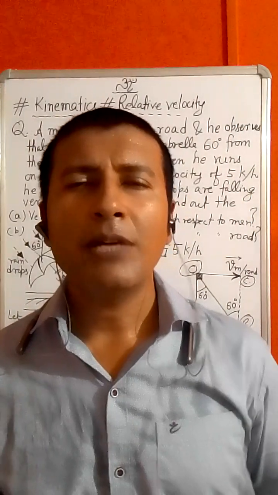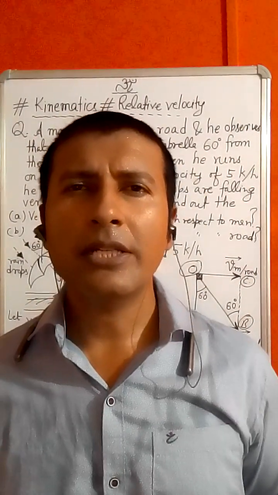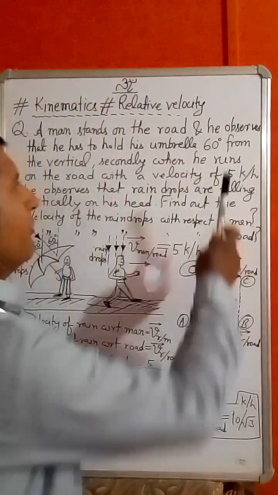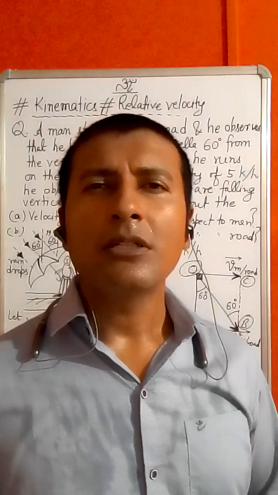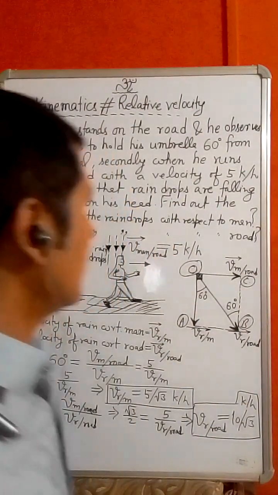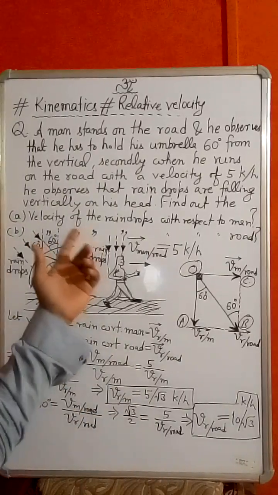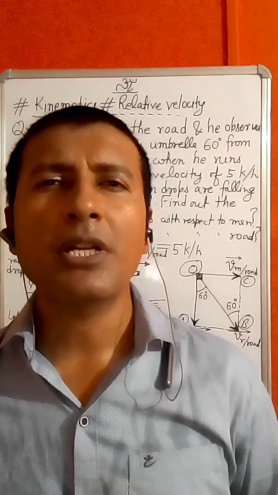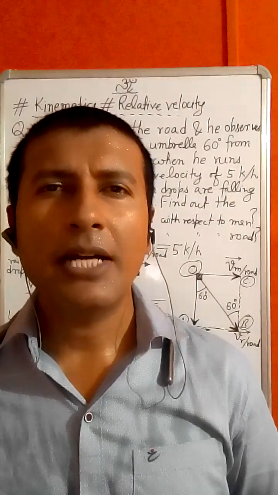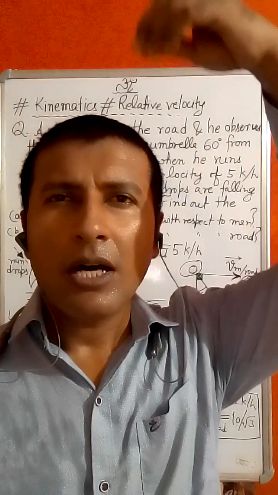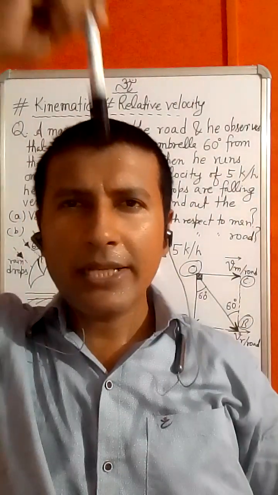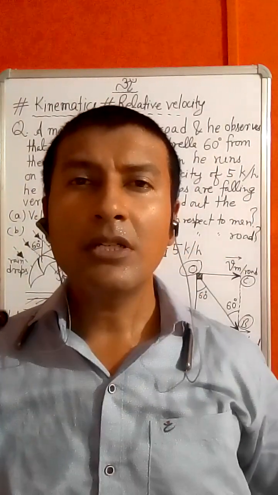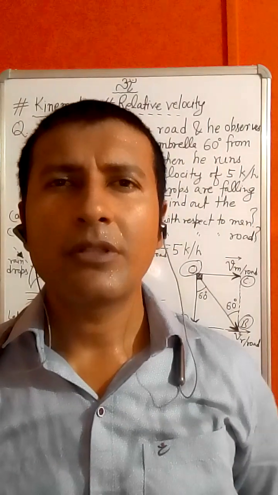Now after some time, what happens? He leaves the umbrella and he starts running with a velocity of 5 km/h on the same road. At the time when he starts running with a velocity of 5 km/h, he observes that now the raindrops are falling vertically downward like this, when he starts moving with a velocity of 5 km/h.